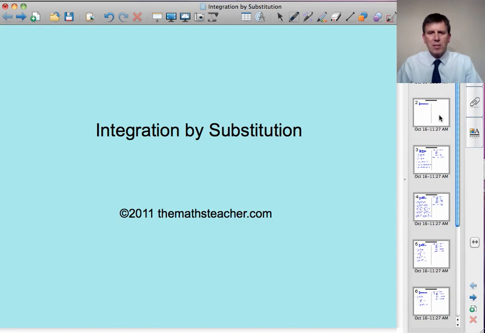Hello and welcome to a lesson on integration by substitution. In this lesson we'll work through 7 examples of integration by substitution, 5 of them for indefinite integrals and the last 2 for definite integrals. And we'll cover a whole range of different types of substitution which crop up on A-level papers.